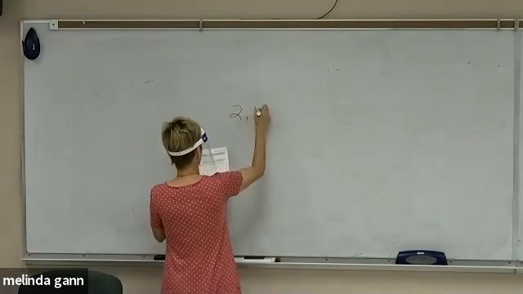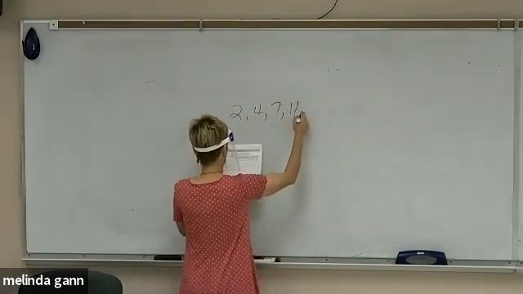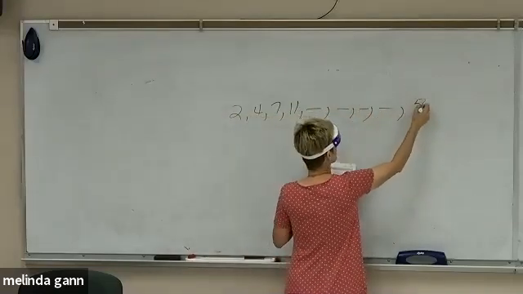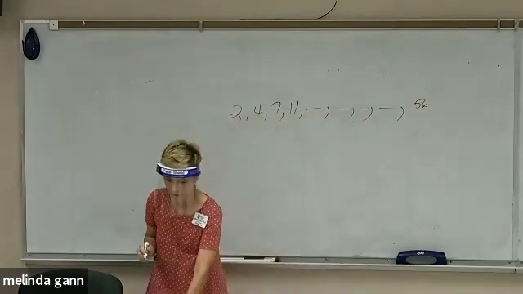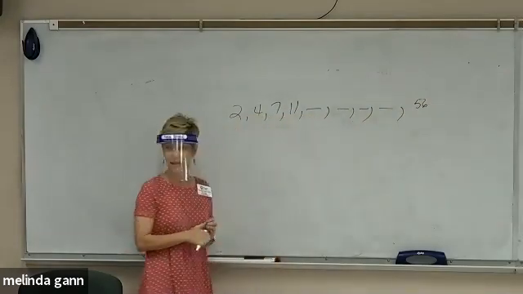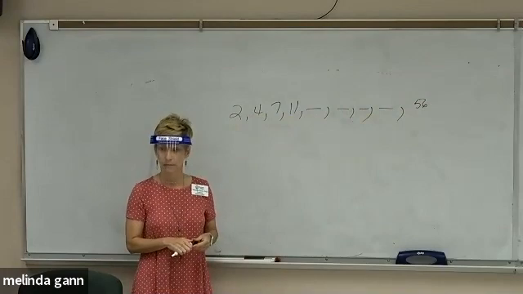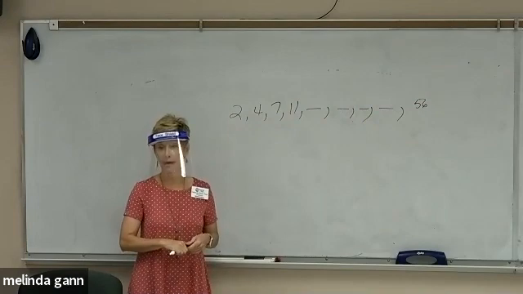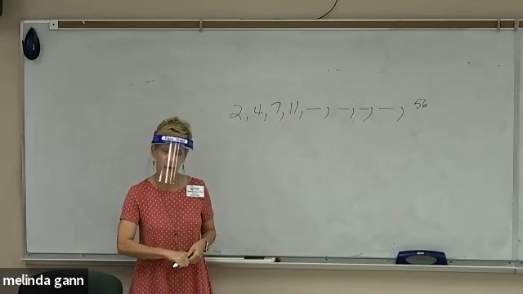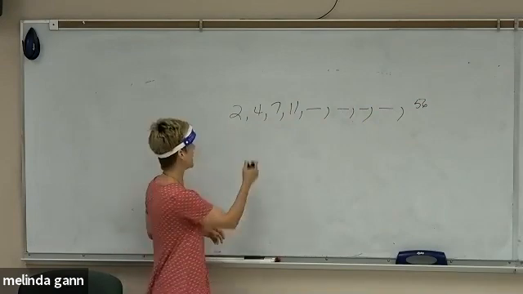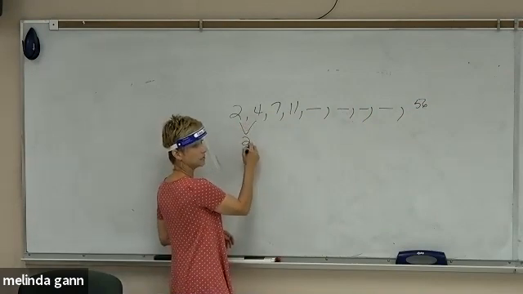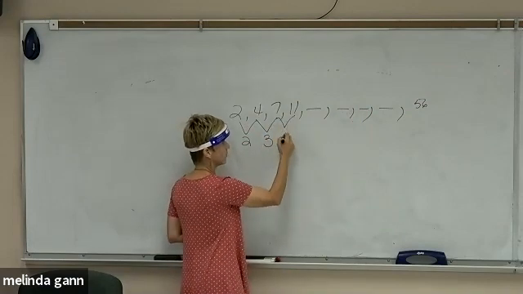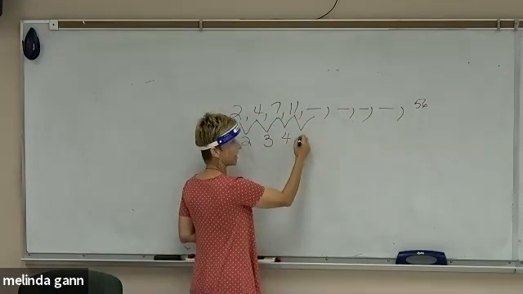You have a 2 and a 4 and a 7 and an 11 and then a blank, blank, blank, blank, and then a 56. Now, are you adding to get to the next number every time? Okay, somebody's saying yes, somebody's saying no. If you're saying yes, tell me, what am I adding? Am I adding the same number every time? No. What am I adding to get from here to here? 2. Then what did you add to get from here to here? 3. What did you add to get from here to here? 4. So what do you think you're going to add now? You're going to add a what?